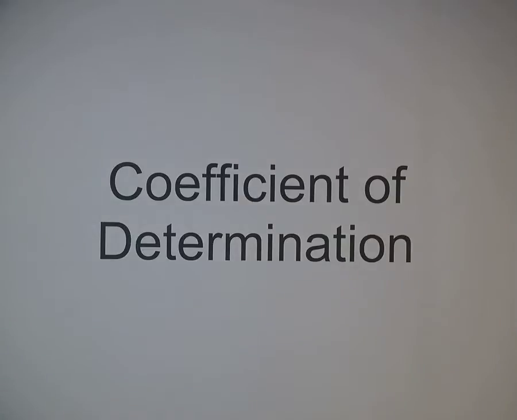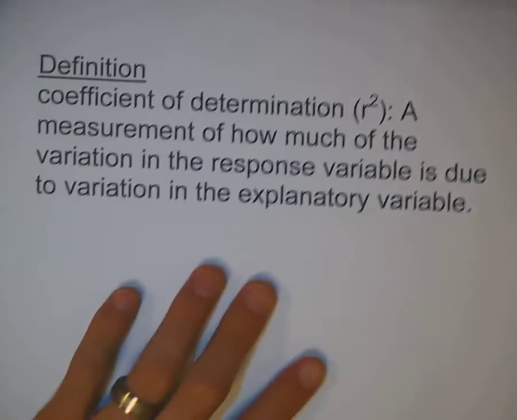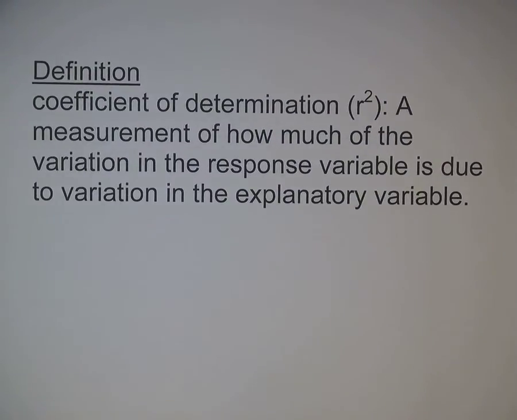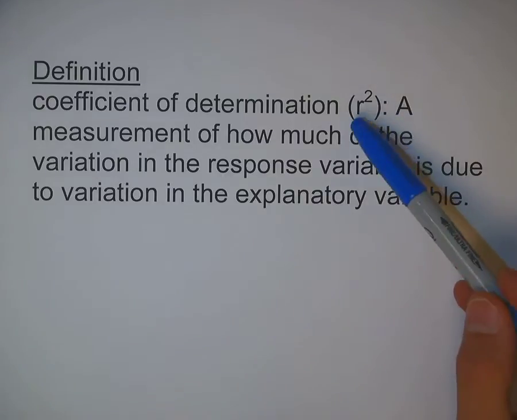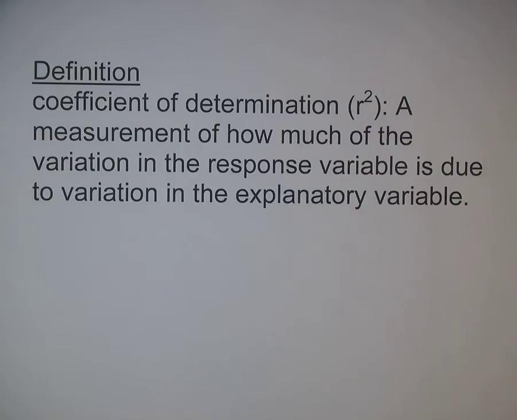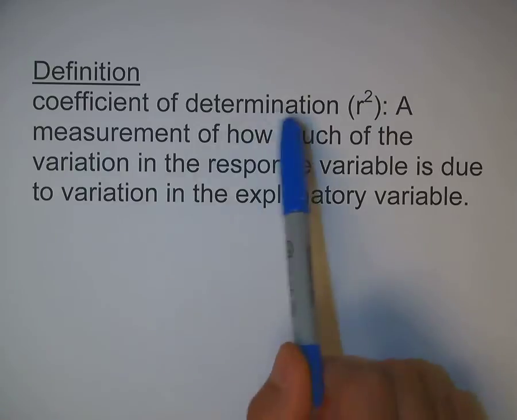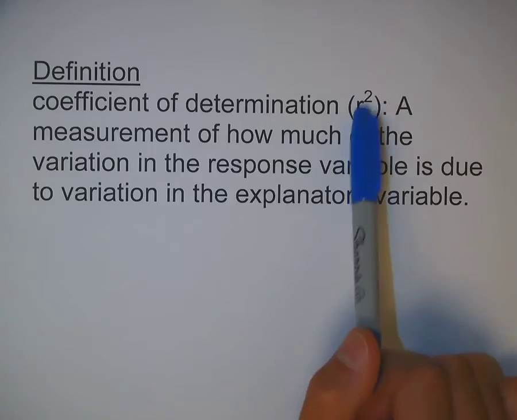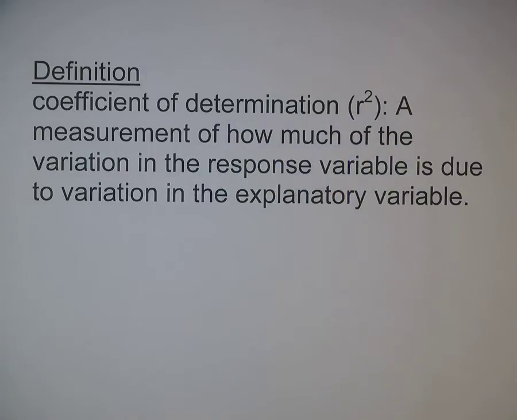Hi, this tutorial covers the coefficient of determination. So let's start by just defining it. The coefficient of determination is abbreviated as R squared. And remember that R is the correlation coefficient. So the coefficient of determination is the correlation coefficient squared. You take whatever R is, you square it to get the coefficient of determination.